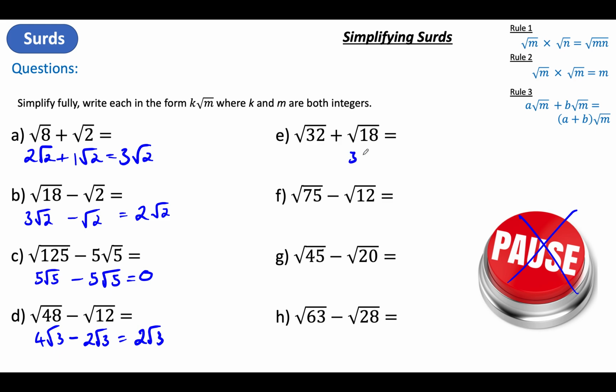Root 18 we know is 3 root 2. And this one is 4 root 2, because you can divide it by 16. Okay, add those together and you get 7 root 2. And like I said on the last video, you get a lot of repeats after a while. There's only so many square roots of whole numbers that are easy to simplify. This is going to be 5 root 3. So 5 root 3 take away 2 root 3. Well, 5 take away 2 is 3. So it's 3 lots of root 3.